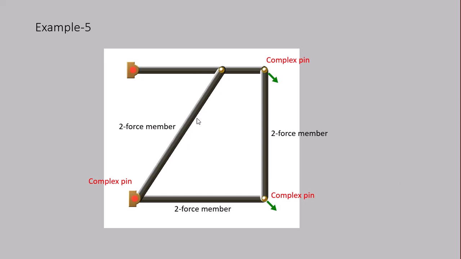we have a 2-force member, a 2-force member, and a 2-force member, a multi-force member, a complex pin here, here, and here. This pin is complex because 2 members and a force interact here. And a pin is complex when we have more than 2 interactions. 2 members and a force, 3 interactions. 2 members and the wall, complex pin because 3 interactions.